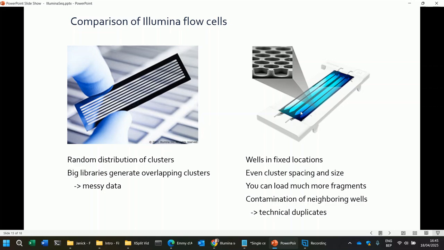Long fragments might form bridges towards neighboring wells during the bridge amplification step. And if this happens, you will get clusters in these two neighboring wells that contain copies of the same fragment in the library. So these clusters will be technical replicates, and that's something that you want to avoid as much as possible.